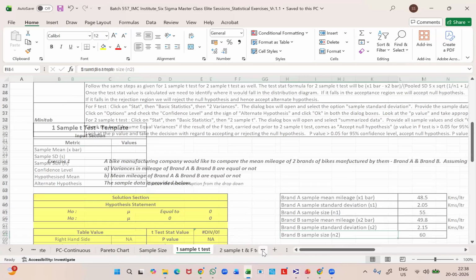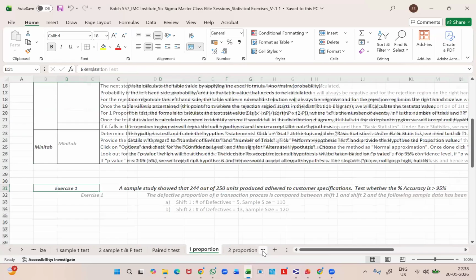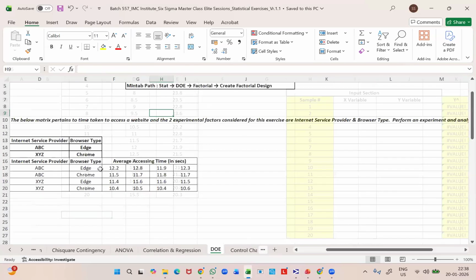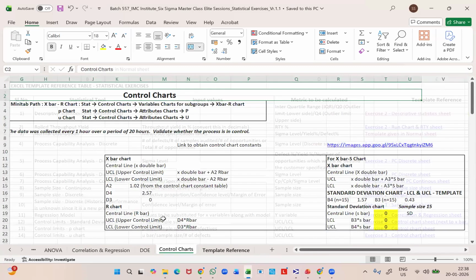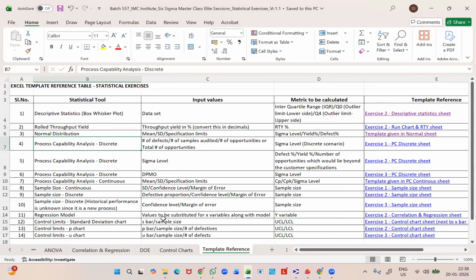Then moving on. The next one would be process capability analysis for discrete data, right? Wherein you'll be provided with number of defects, number of samples audited, and number of opportunities per unit sample. Or they can combine number of samples audited and number of opportunities per unit sample and express it as total number of opportunities, right?